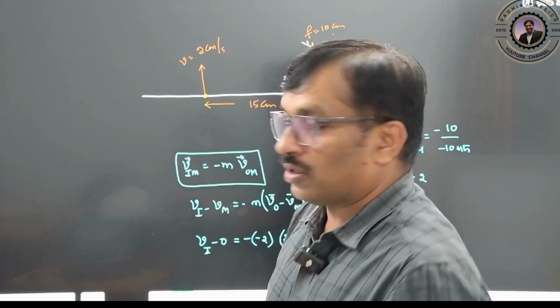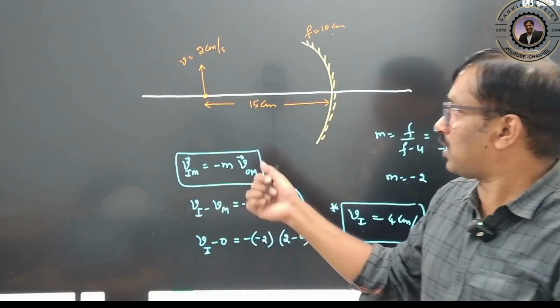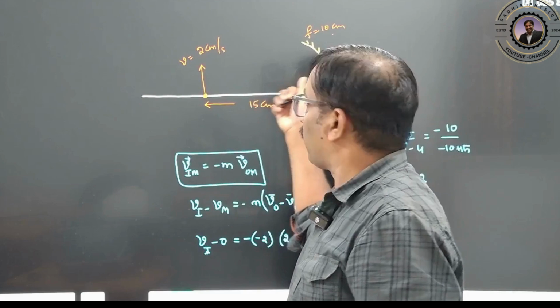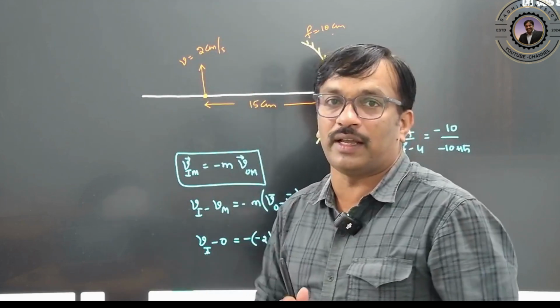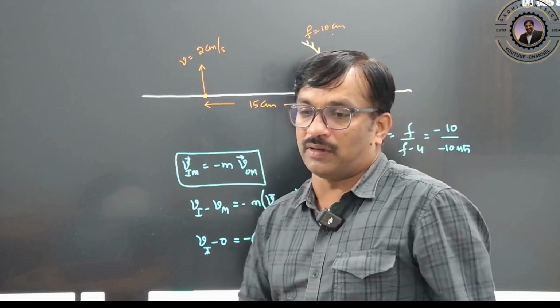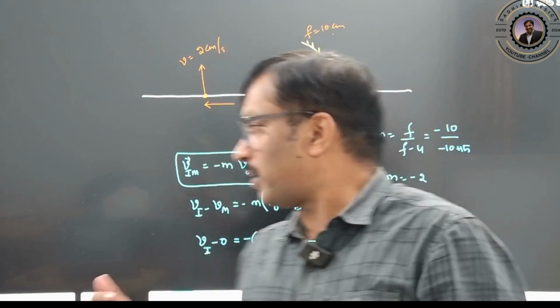Understood? So don't get confused on the velocities if an object is moving toward this side, if an object is moving like this. Clear? Very important concept, no? Right? For JEE, this one.